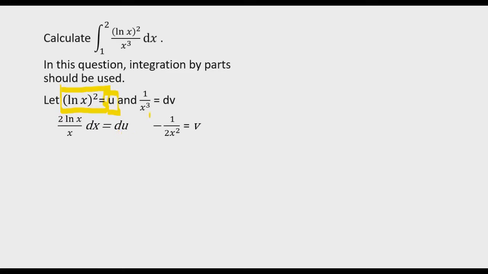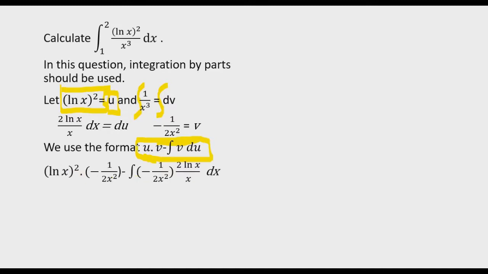I just disregard 1, and 1 over x^3 is dv, and if I take the integral of both sides, then v is minus 1 over 2x^2. Then I'm using this format to calculate the integral: u times v minus the integral of v times du. U here is (ln x)^2 times the v I just found, minus the integral of v times du. V again is written here, times du. Our du is 2 ln x over x dx.